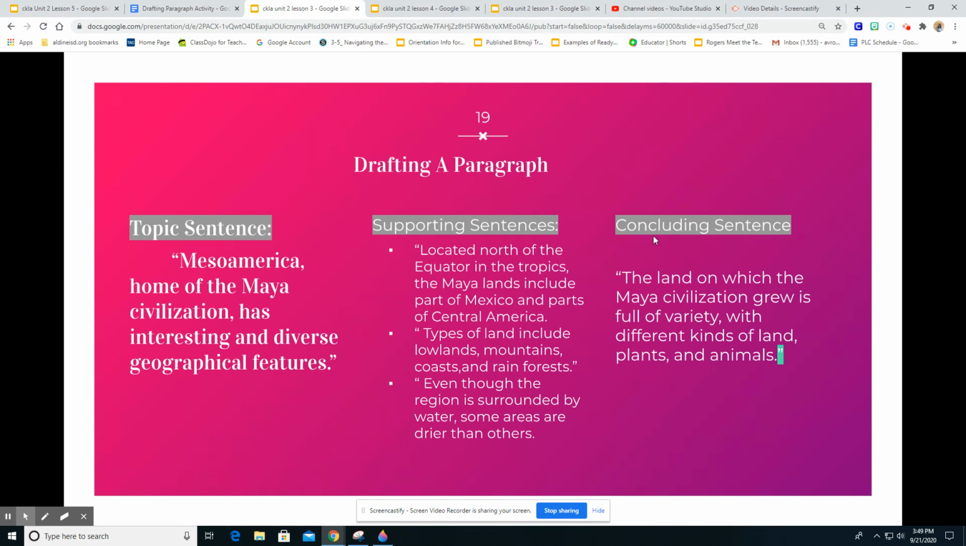And the concluding sentence: the land on which the Maya civilization grew is full of variety, with different kinds of land and plants and animals. So, boys and girls, that is a different way to plan and draft your paragraph. We're going to stop right here and pick back up on our next portion of our lesson.